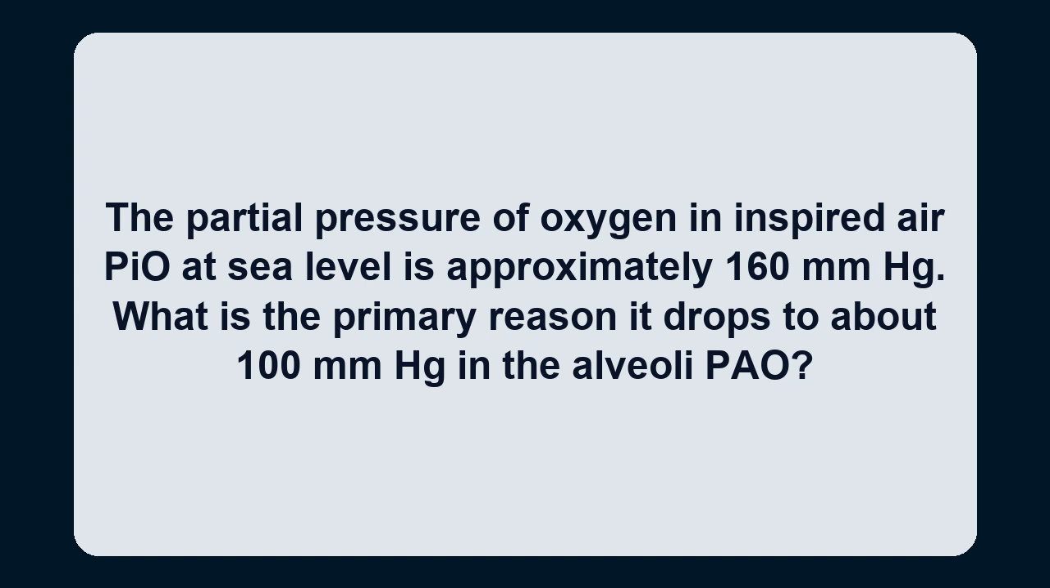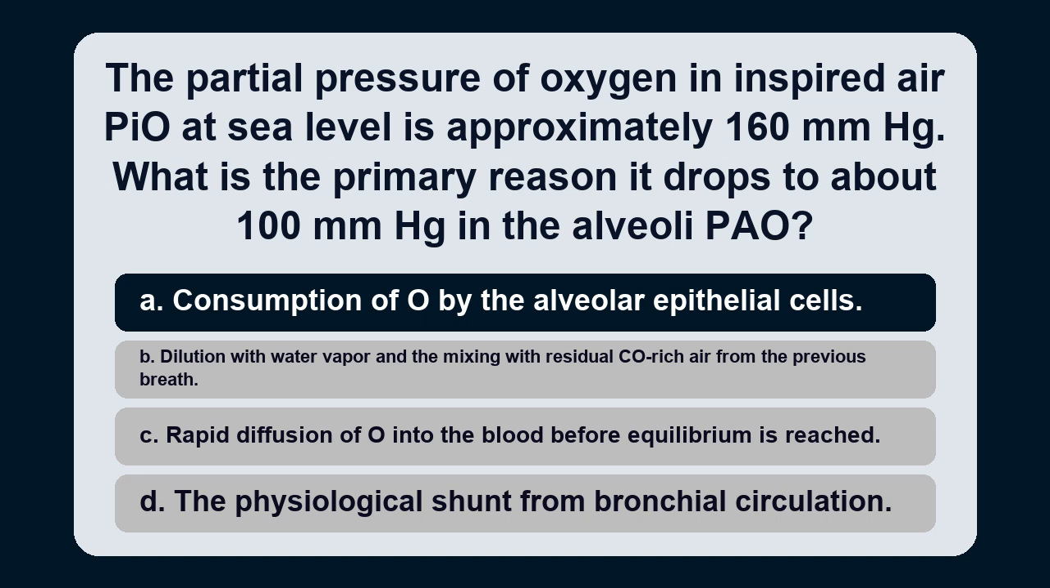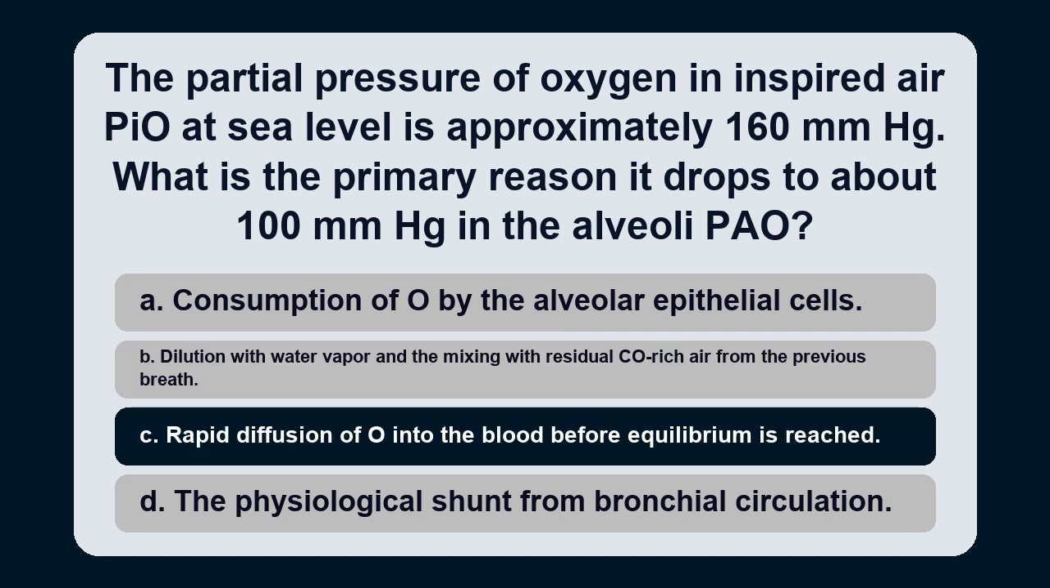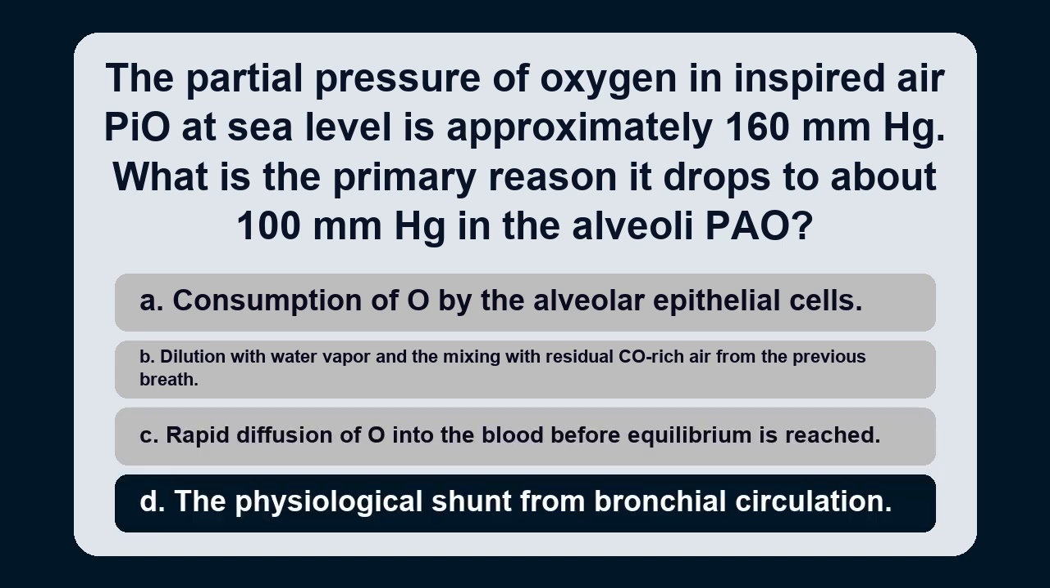Question 3. The partial pressure of oxygen in inspired air, PO2, at sea level is approximately 160 millimeters of mercury. What is the primary reason it drops to about 100 millimeters of mercury in the alveoli, PAO2? Option A, consumption of O2 by the alveolar epithelial cells. Option B, dilution with water vapor and the mixing with residual CO2-rich air from the previous breath. Option C, rapid diffusion of O2 into the blood before equilibrium is reached. Option D, the physiological shunt from bronchial circulation.